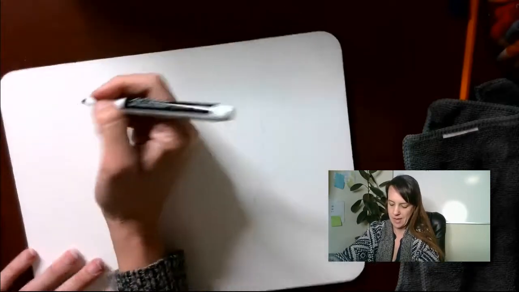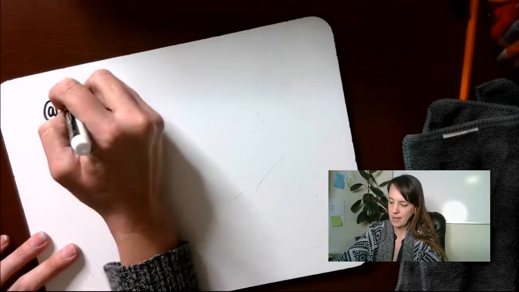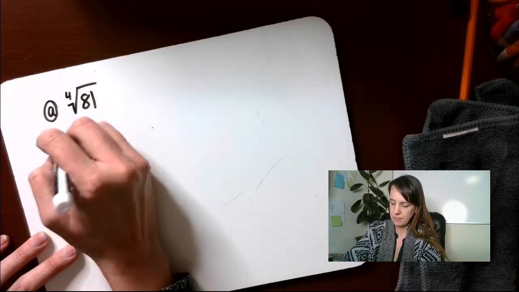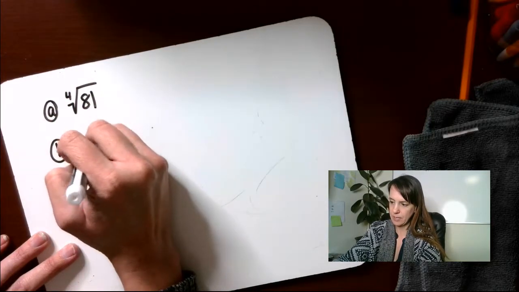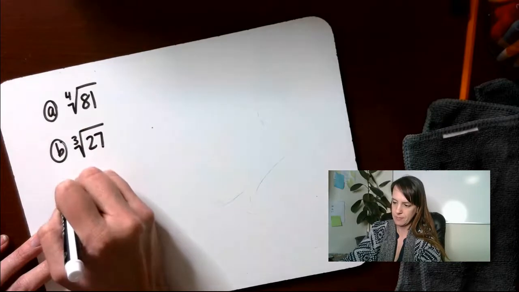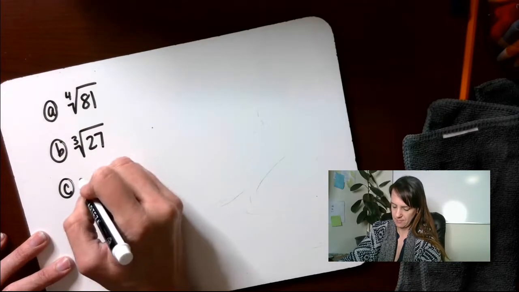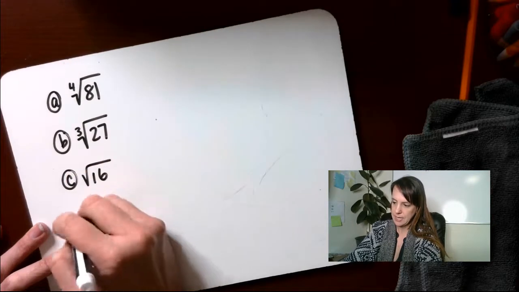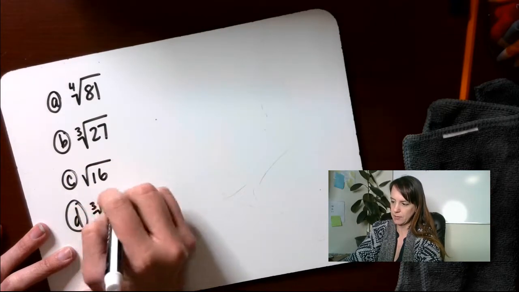We're going to talk about A, the 4th root of 81. B is the cube root of 27. C is the square root of 16. D is the cube root of 8.